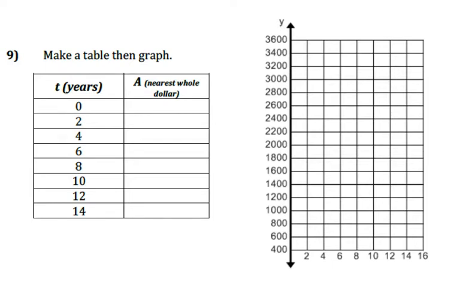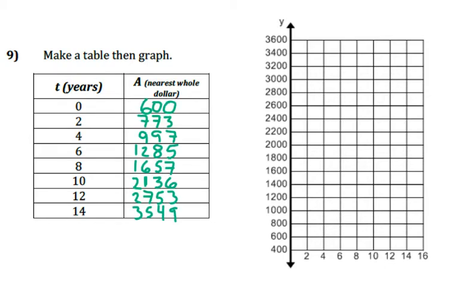And we're going to round that to the nearest whole dollar. So go ahead and pause the video and fill in your table, and then start the video and check your answers. So once you've filled in your table, it should look like this. You should have at 0 years 600, after 2 years 773, after 4 years 997, after 6 years 1,285, after 8 years it would be 1,657, after 10 years 2,136, after 12 years 2,753, and after 14 years 3,549.